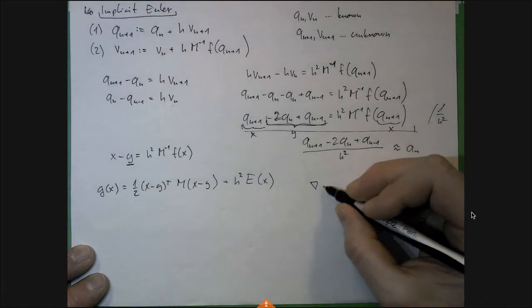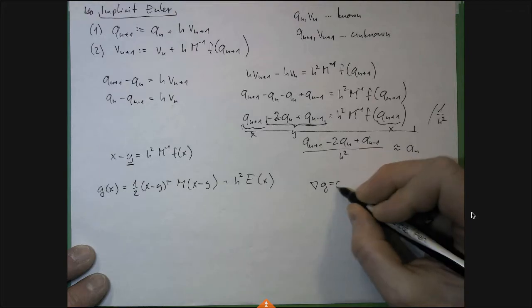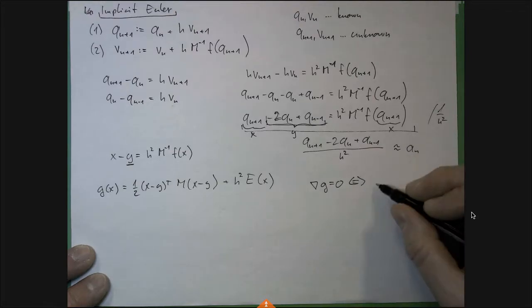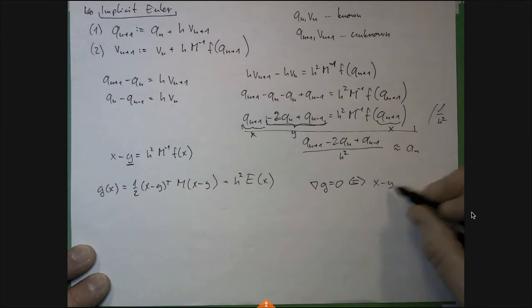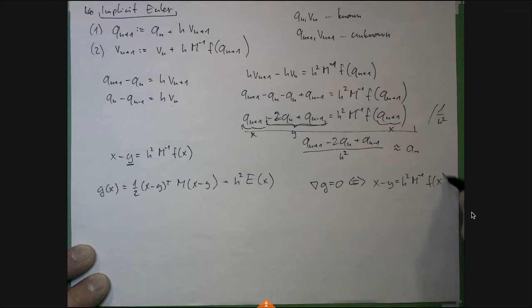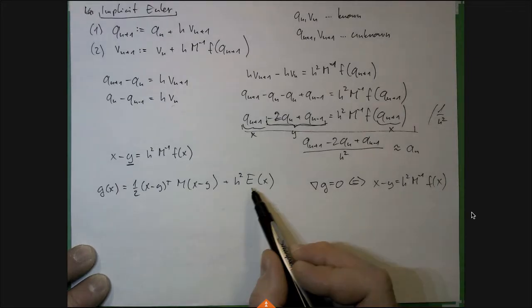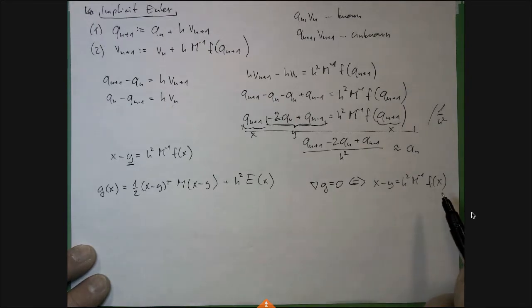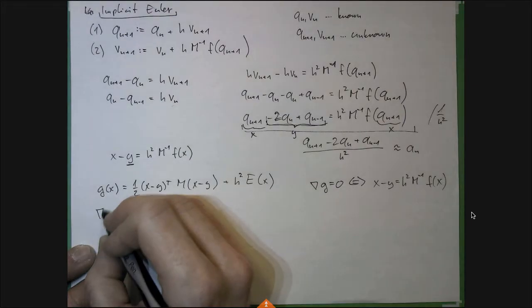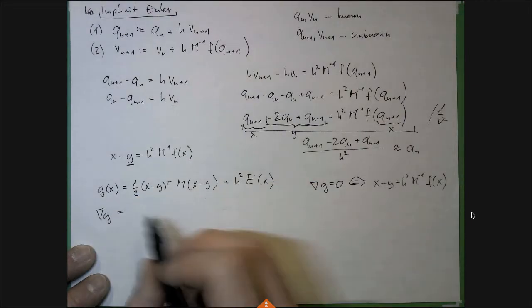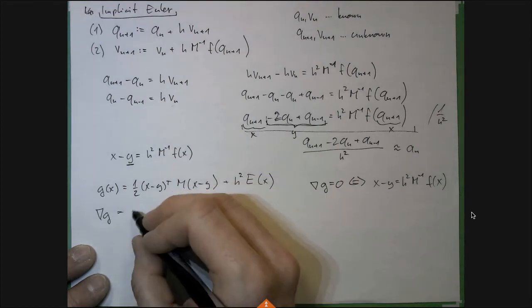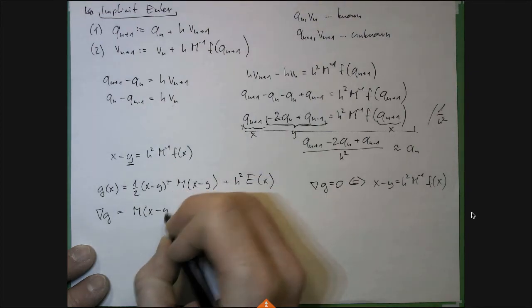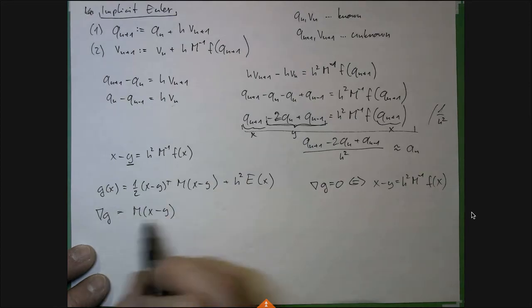So let me write it properly. The gradient of g is 0 if and only if this formula is satisfied: x minus y equals h squared M inverse f of x. Okay, so these are the forces. This is the energy potential. Okay. Why is this true? Because if we take the gradient of g, what do we get? Our favorite differentiation exercise, right? So this would be M(x minus y). That's the first term differentiated.